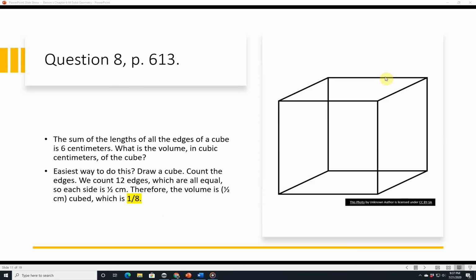edges do I have? Well, I see there are 4 on top, and then there are 4 in the middle. These ones, these are the height. And then there's 4 more on the bottom, so that means there are 12. Okay, so then I just divide 6 centimeters by 12, and then I know, oh, the edge length is just 1/2 of a centimeter. So the volume is going to be 1/2 of a centimeter cubed, and then 1/2 times 1/2 times 1/2 is 1/8. Or you can just go 1 over 2 cubed, which is again 1/8. So there's our answer, 1/8 of a cubic centimeter.